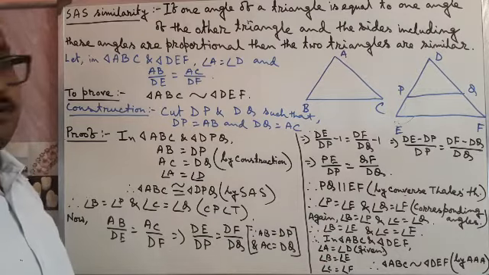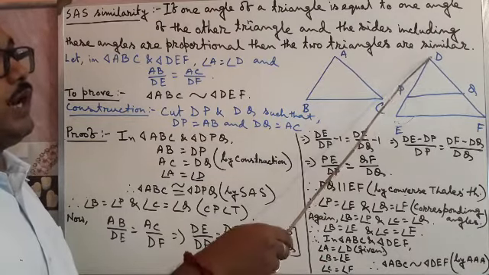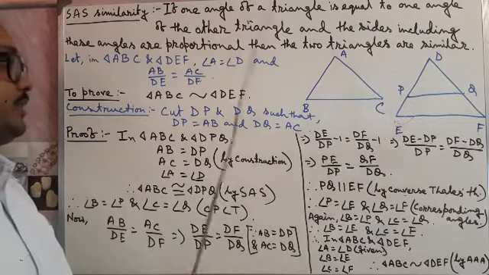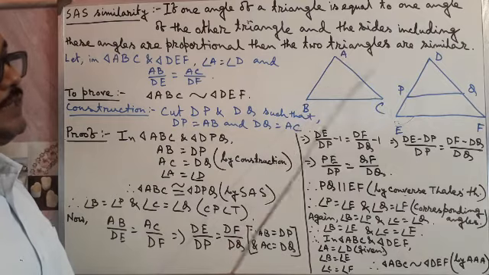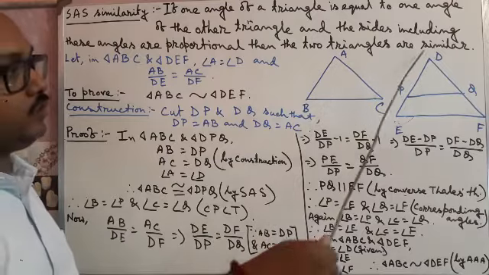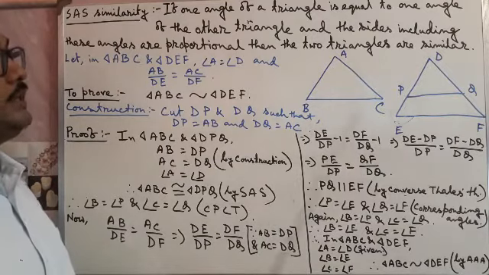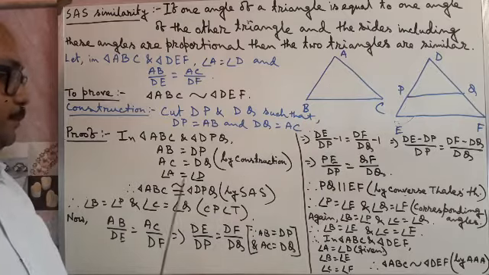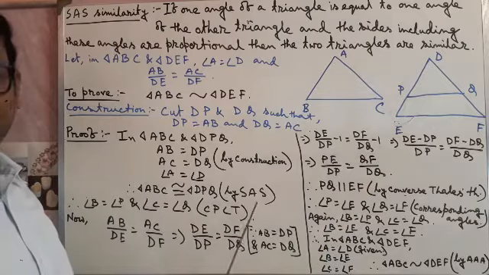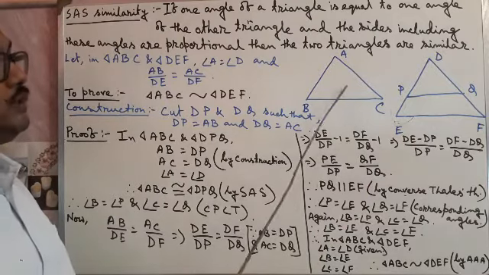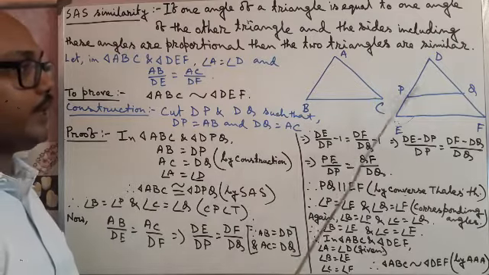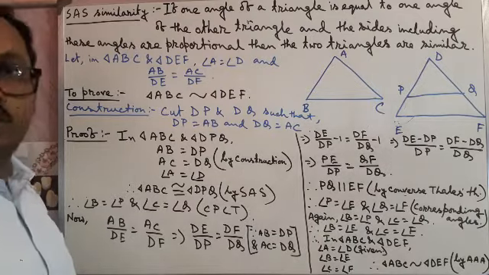What is the construction? We need to cut DP and DQ such that DP is equal to AB and DQ is equal to AC. Then in these two triangles ABC and DPQ, AB is equal to DP, AC is equal to DQ by construction, and it is given that angle A is equal to angle D. So triangle ABC is congruent to triangle DPQ by the side angle side criteria. As these two triangles are congruent, all their parts are equal. That is, angle B is equal to angle P and angle C is equal to angle Q.